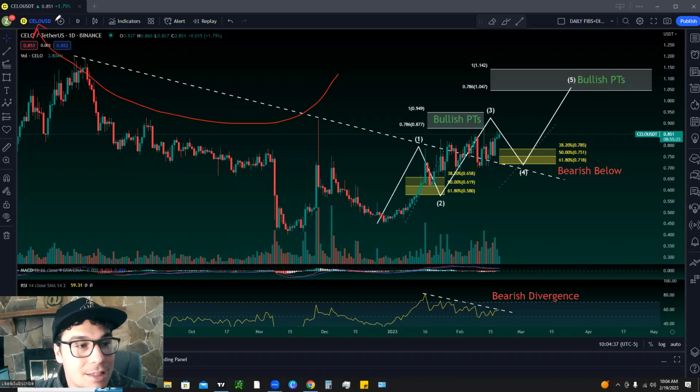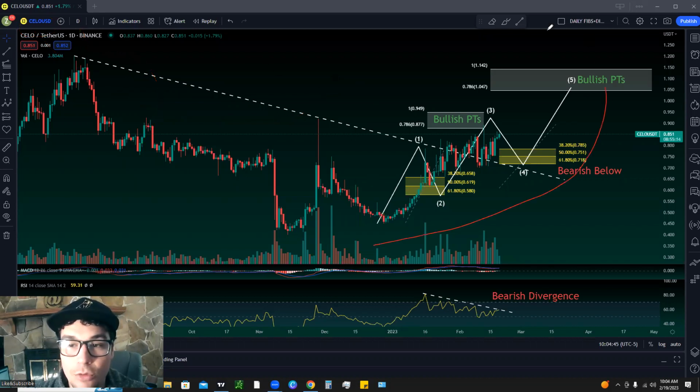We're going to take a look at CELO, breaking it down on the daily chart as always. What we're going to do is go over this possible five-wave structure that's forming right now, and really go over how we come up with these bullish price targets, why we have these three levels here specifically. They're very important. As well as take a look at the RSI to help us understand any future price movement.